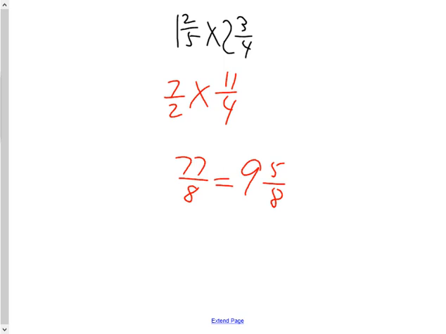Did I do it wrong? Where did I make a mistake again? 9 times 8 is what? Oh, yes. So that should have been 20 here, right? My fault, which is 3 and 17/20ths. My bad.